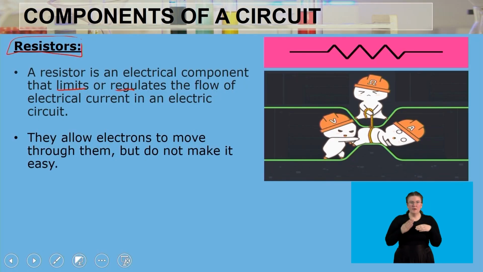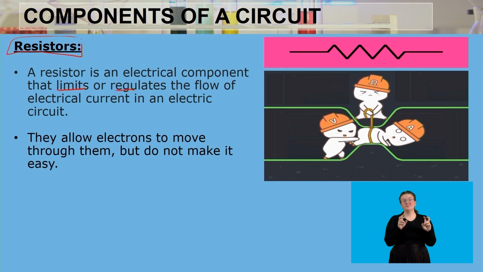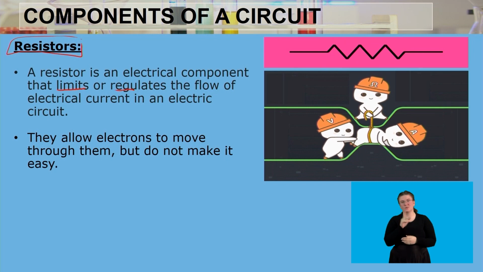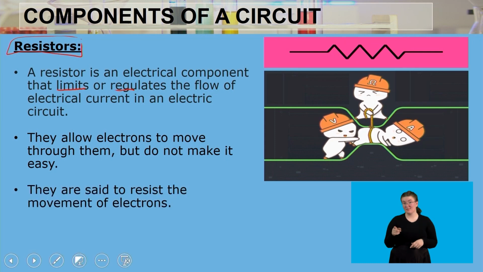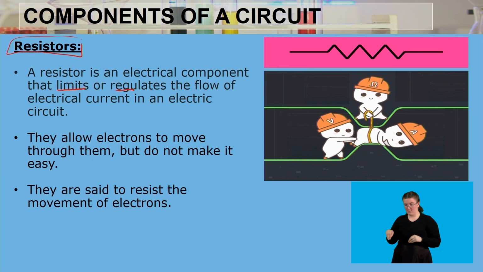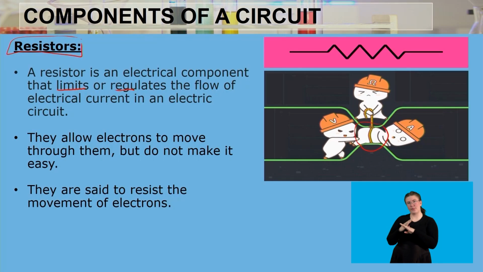These resistors allow electrons to move through them, but they do not make it easier for those electrons to pass through. Hence, resistors resist the movement or the flow of electrical current. They get their name from resisting the movement of electrons from one point to the next. As you can see from this picture, there's some resistance happening there. The electrons are not able to pass through easily.